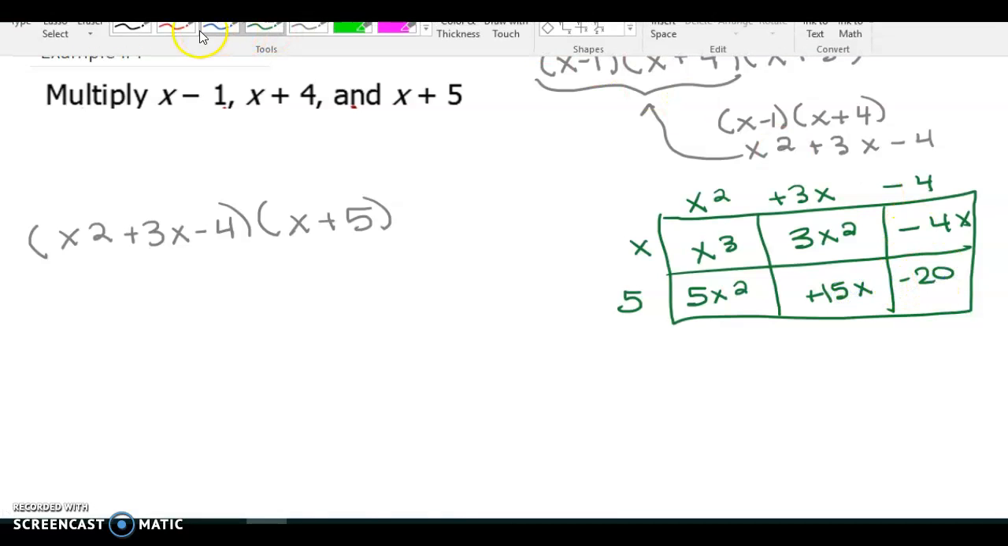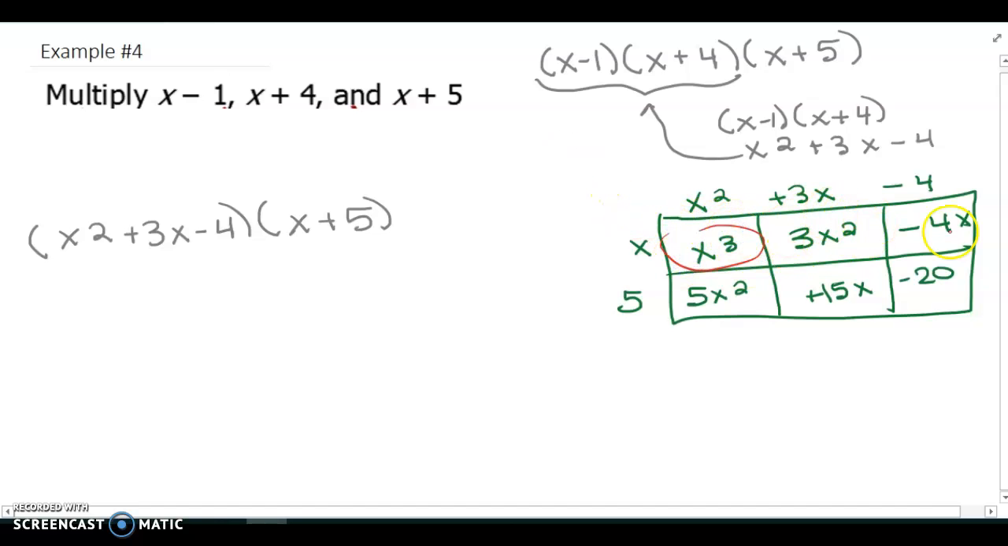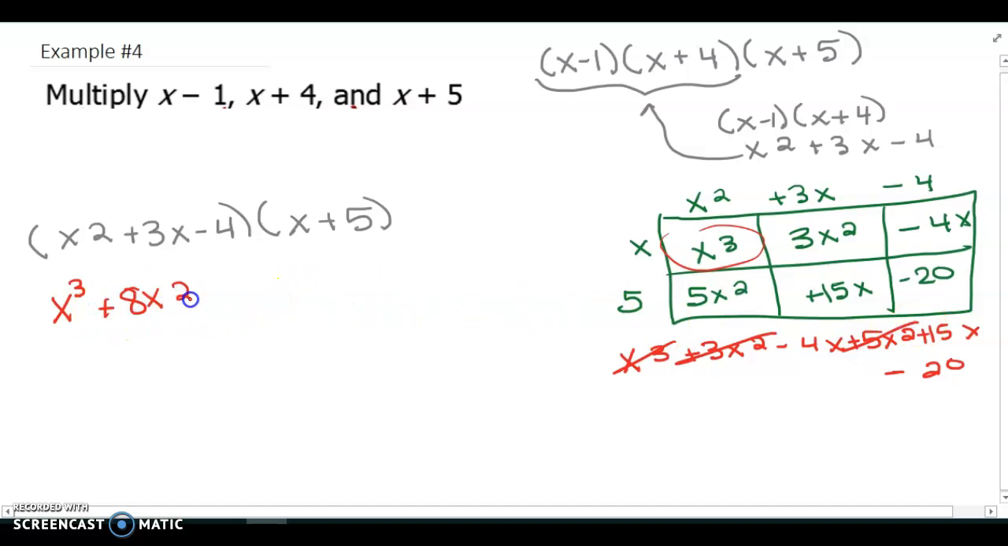Okay, and after you get that, all you do is you add each one of these boxes. Okay, so it'd be x cubed plus 3x squared minus 4x plus 5x squared plus 15x minus 20. Okay, and when you do that, when you combine like terms, you're left with just an x cubed plus, we have a 3x squared and a 5x squared, so plus 8x squared, minus 4x plus 15x would be plus 11x, and then minus 20. Okay, so this would be our final answer.